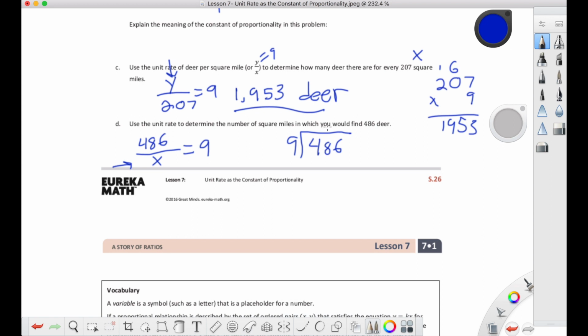9 goes into 48 5 times. 45, 36, 9 times 4 is 36. So x is going to equal 54. In 54 square miles, there are 486 deer.